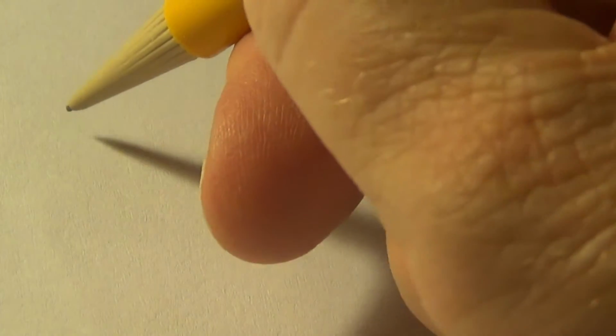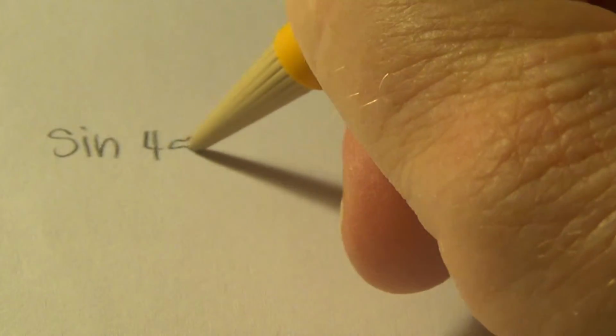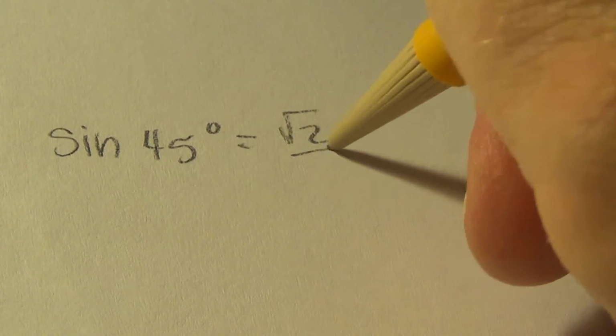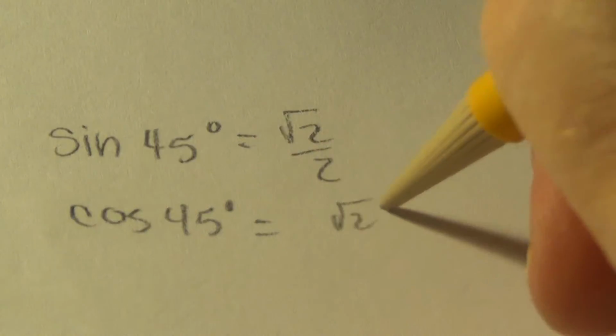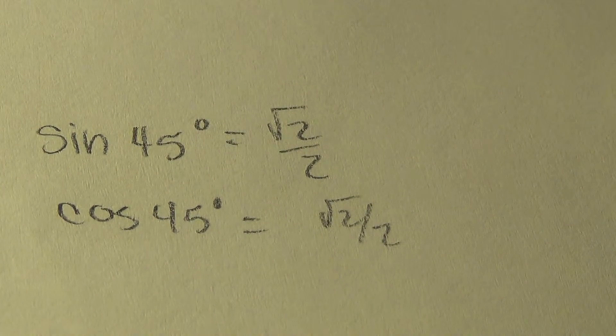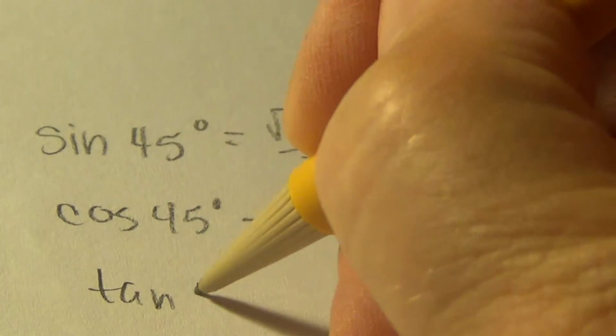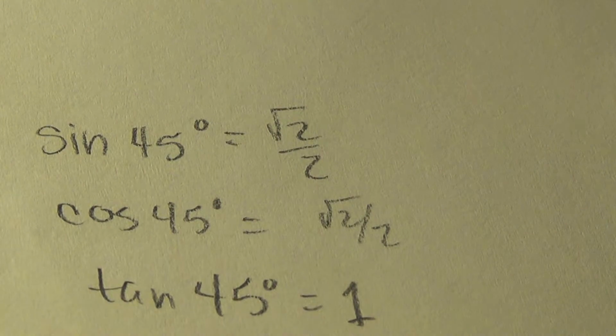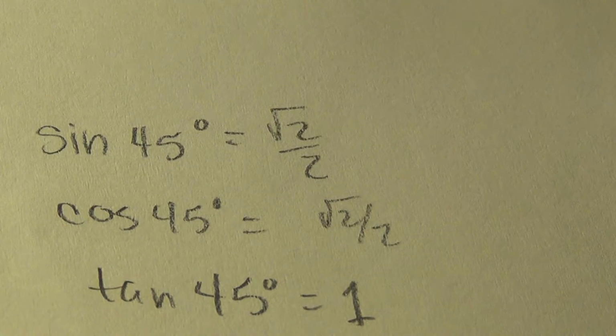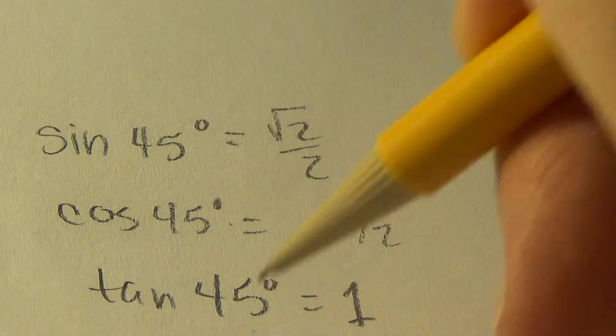So far we've got sine of 45 is square root of 2 over 2. Cosine of 45 is square root of 2 over 2. And tangent of 45 is 1. So we kind of group our answers all together there. And we can add to that list by looking at another special triangle, and that's an equilateral triangle. All 3 sides are equal.